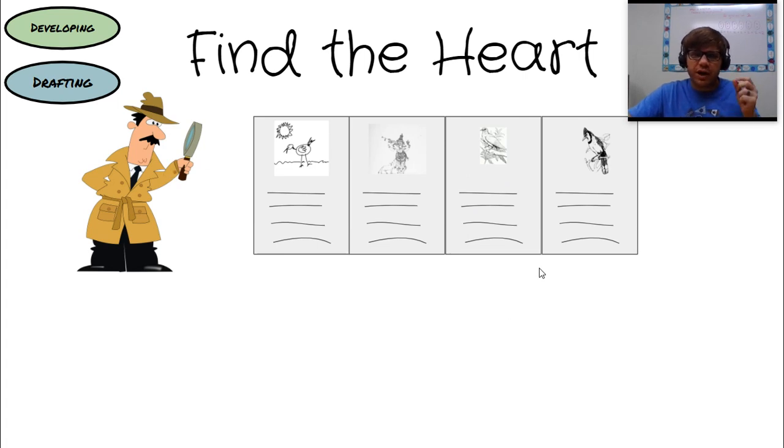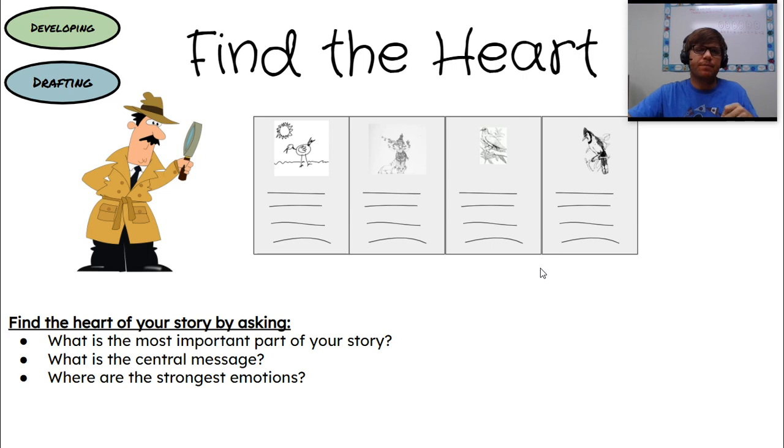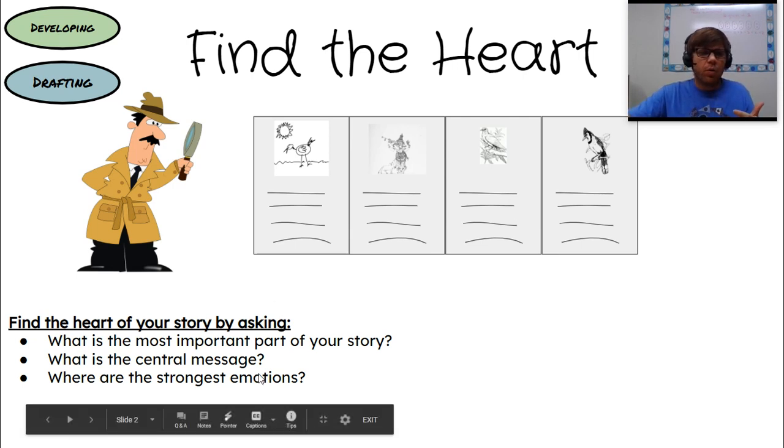And in order to do that, you're going to ask yourself some questions. What's the most important part of your story? Think about it. Which scene is the most important part? You might want to think about, what's the central message you're trying to tell? What's your story really about? And you might want to ask yourself, where are the strongest emotions in my story?